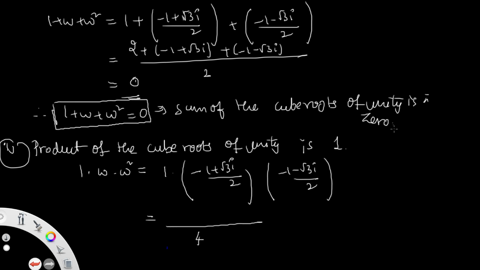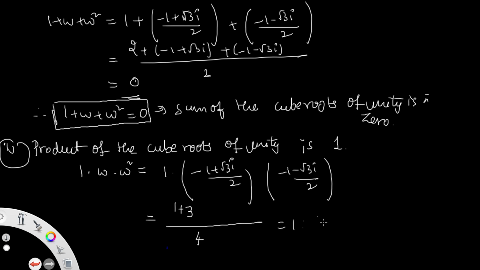Now the numerator is of the form a plus b into a minus b, that is 1 minus minus 1 minus root 3i square, that is 3i square. 3i square means 1 plus 3. Why? Because A square means minus 1 whole square, that is 1. B square means root 3i whole square, that is 3i square. I square means minus 1, already we learned. So minus into minus becomes plus, that's why you have to take it as 1. So then you get 1.